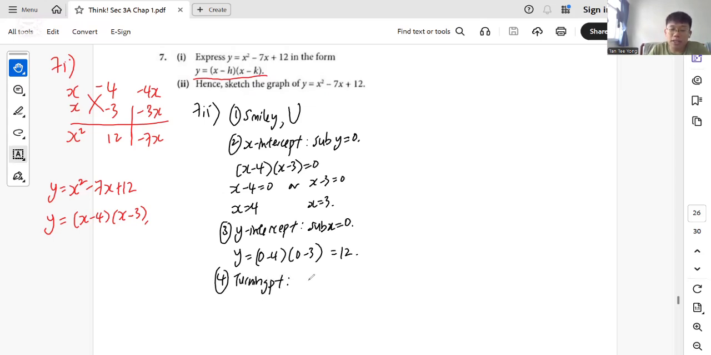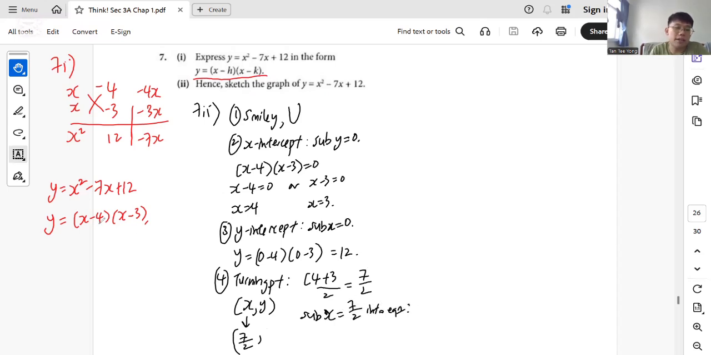Lastly, the turning point. So the turning point is what? Add up the two x-intercepts and then divide by 2, so turning point x comma y. This is just 7 over 2. So the x part is 7 over 2. What about the y part? The y part is just sub x equals 7 over 2 into the equation.